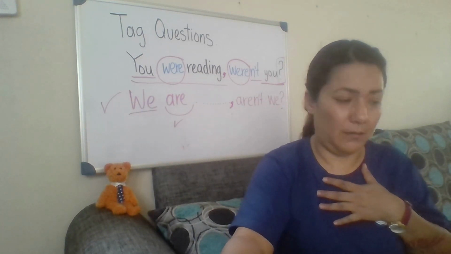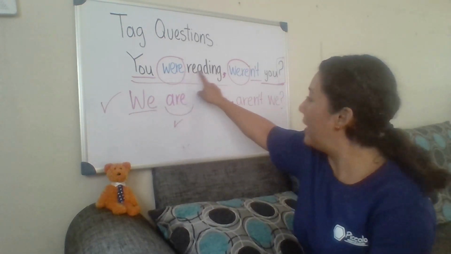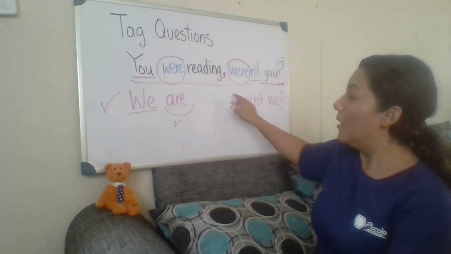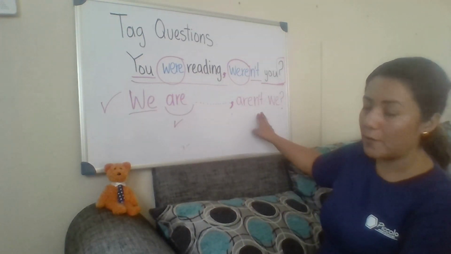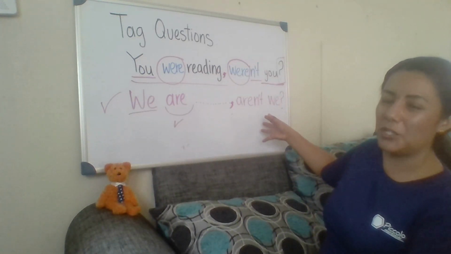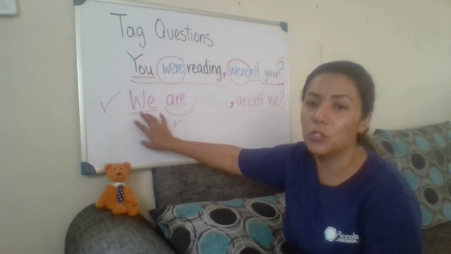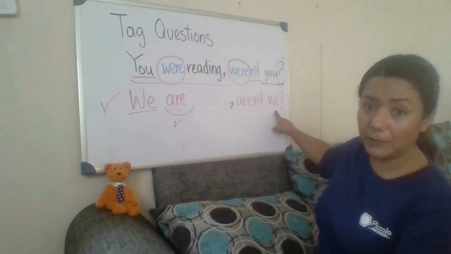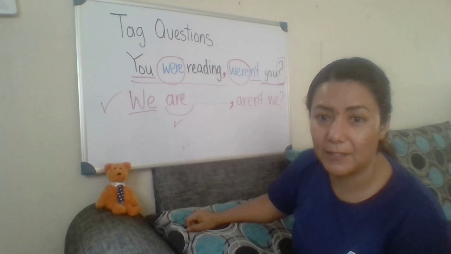You see? Just remember, helping verb stays the same. If this is affirmative, the next one's negative. But if this one's negative, in the tag question, we change it to affirmative. And the subject stays the same. And finally, we add a question mark at the end.